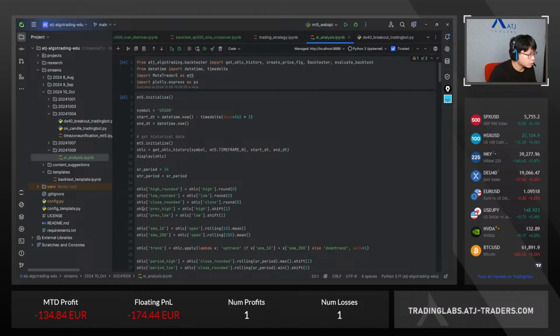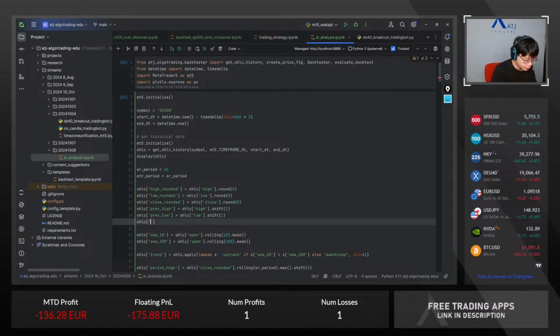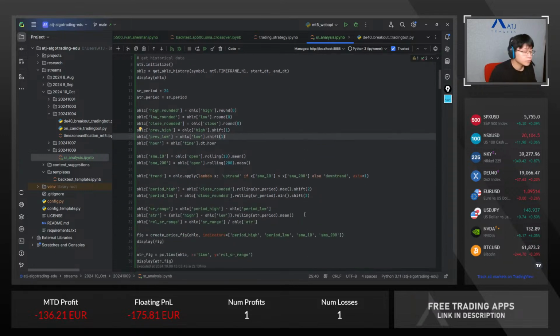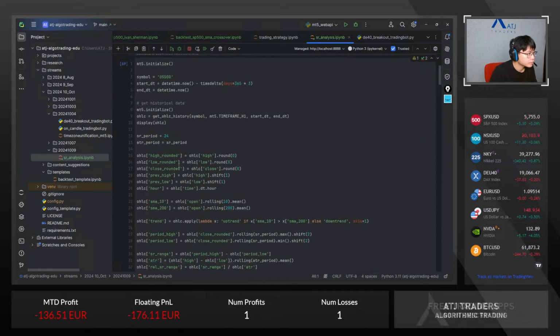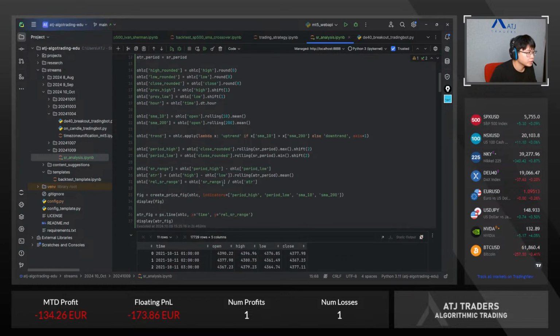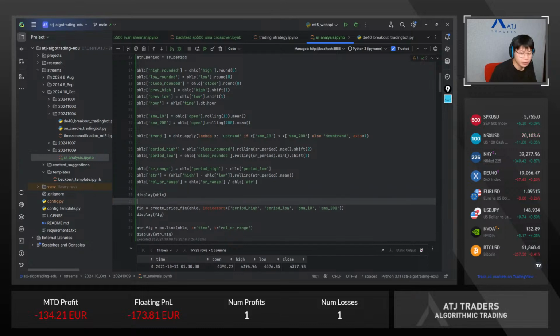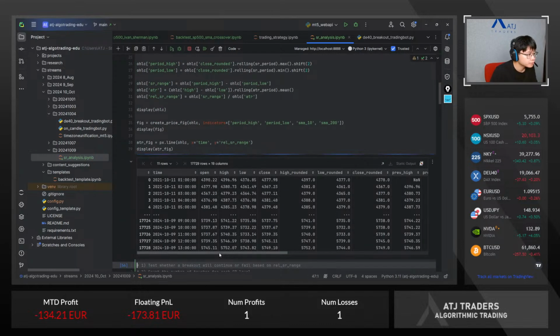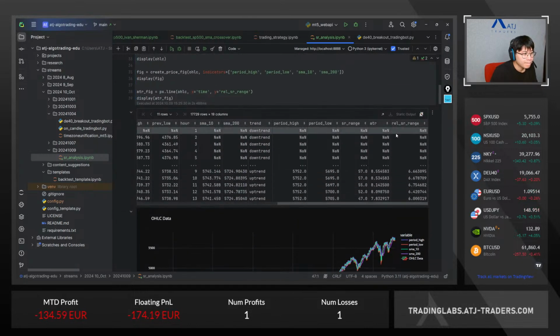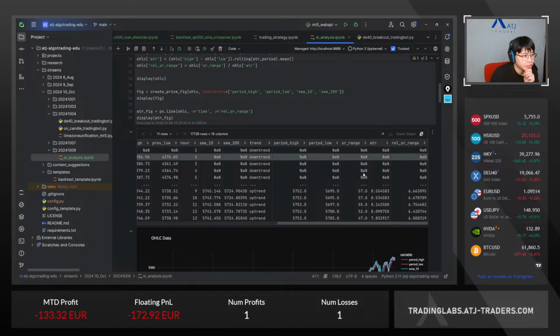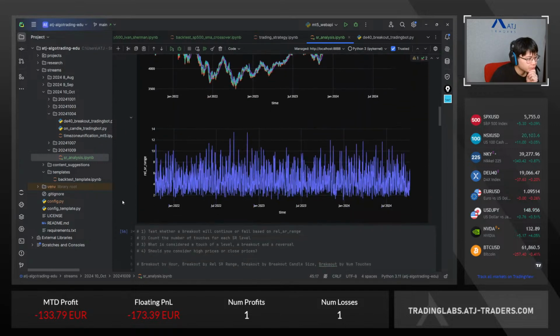To compute the hour, we use OHLC hour is equal to OHLC time.dt.hour. So now we compute the hour column. I think I should display the OHLC at the end down here, so we can see all the data that we're computing. Okay, relative support resistance range, ATR, SR range, period low. So we have all the data here.